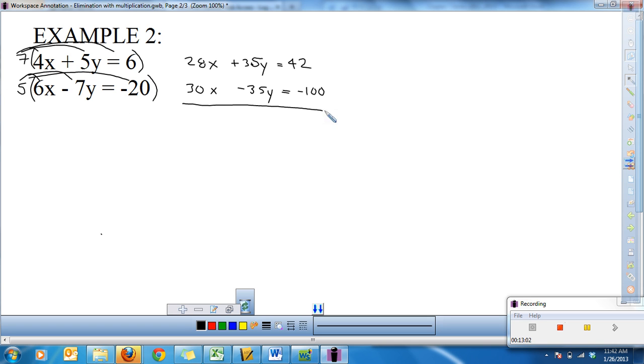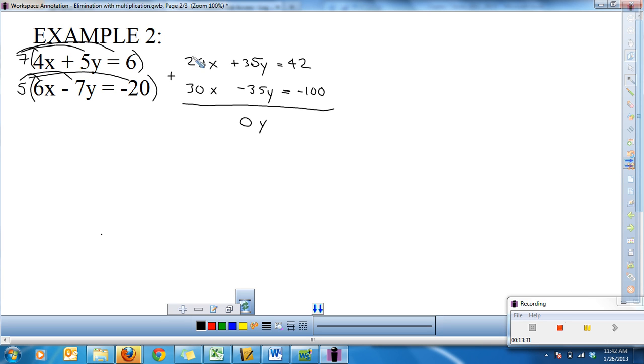Alright, now you should notice that there's something we can eliminate. The y has a coefficient of 35. How do I get 35 and negative 35 to be 0? Add or subtract? Well, positive 35 minus negative 35 is going to give me a negative 70, so that doesn't work. Let's try adding. A positive 35 plus a negative 35 gives me a 0y, and that's what I want. I want this to eliminate. So I'm going to go ahead and add everything else.